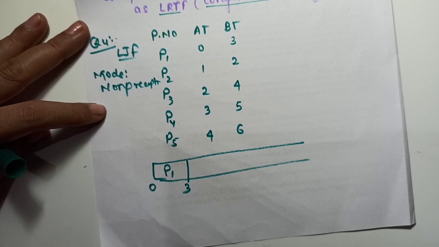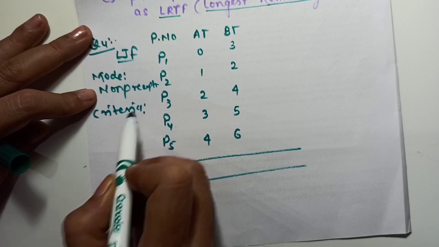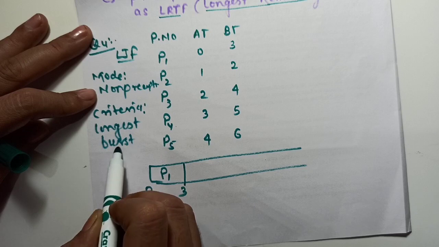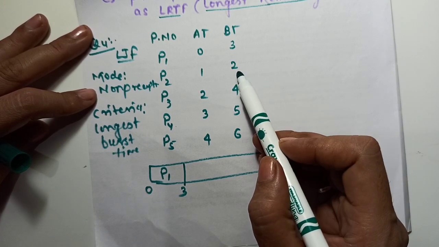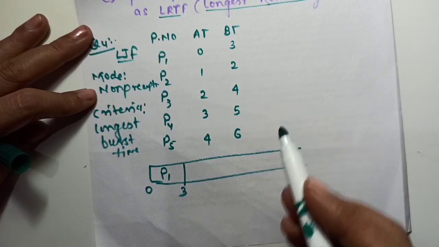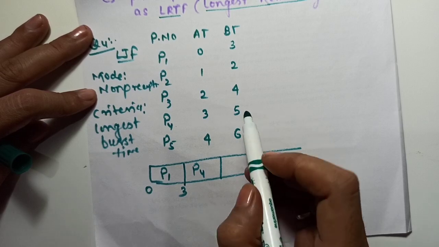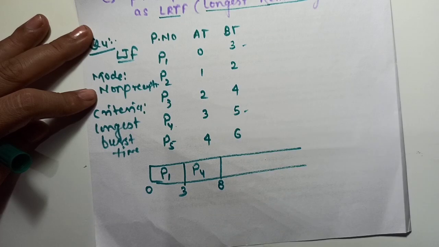Now the decision has to be taken by the short term scheduler, and which process is to be selected? What is the criteria? Longest burst time is our criteria. So which process is longest among P2, P3 and P4? P4. So let's allocate process P4 to the CPU. For how much time? For 5 units. So 3 plus 5, 8. Now P1 and P4 have completed their task.